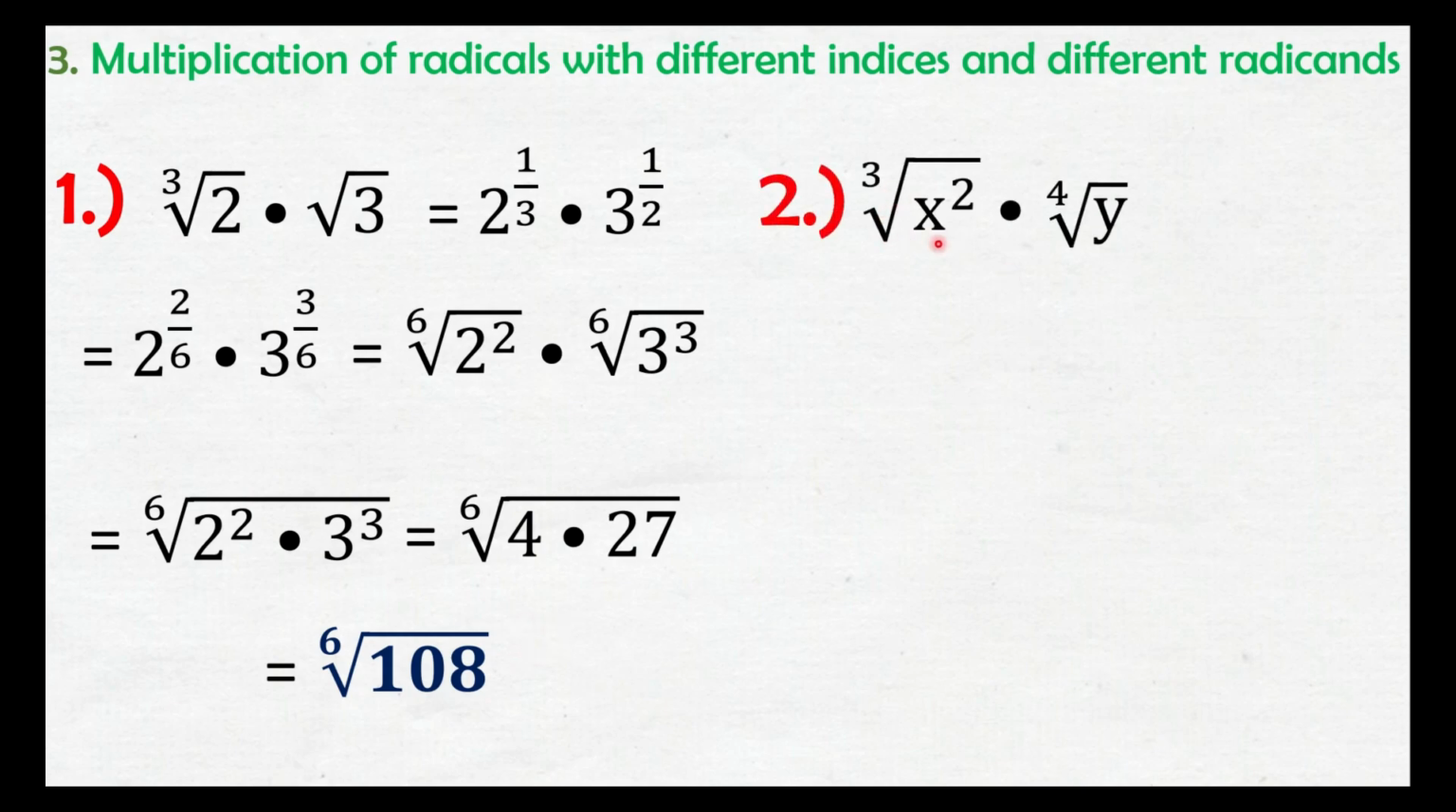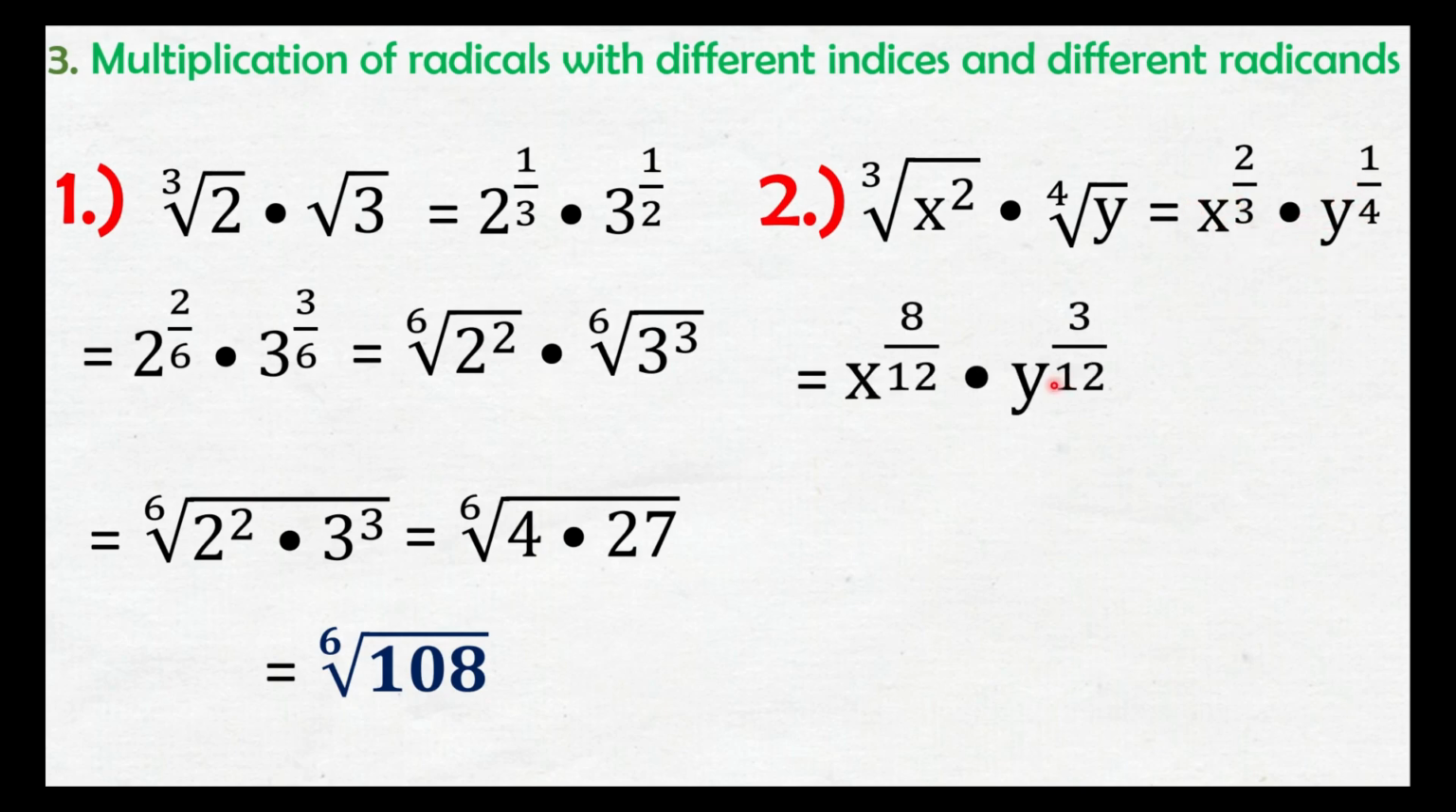Example number 2, cube root of x squared times 4th root of y. Again, hindi magkaparehas yung mga index natin at yung radicand. Gagawin natin, ita-transform natin into exponential form. So, si cube root of x squared, that is x raised to 2 over 3. At si 4th root of y, that is y raised to 1 over 4. Kunin natin yung LCD. So, i-write natin yung mga exponent na yan. Again, hindi natin pwedeng i-add yan kasi hindi magkaparehas yung base natin.